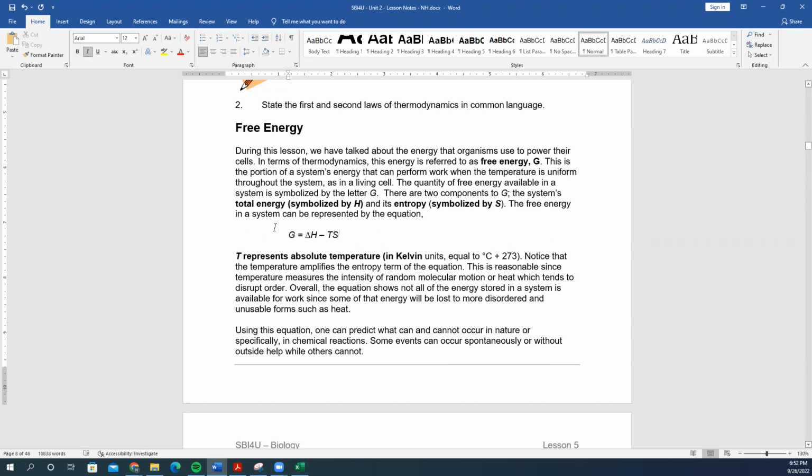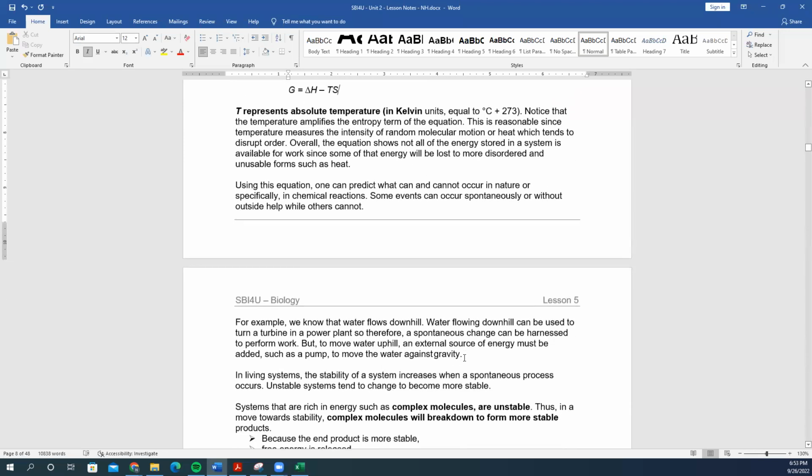So we can use this equation for free energy, Gibbs free energy, to help us predict what can and cannot occur in nature, or more specifically in chemical reactions that are taking place in nature in biological systems, as related to our course. Some of these types of reactions occur quite spontaneously without outside help, while other ones will not. They will require some input of energy, and will not take place spontaneously.